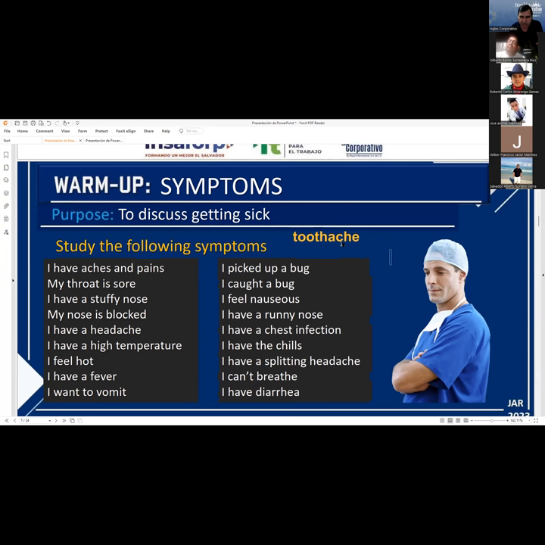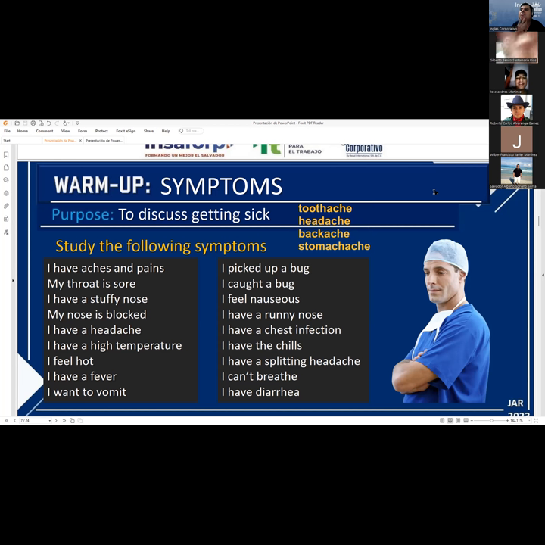Let me see. Let's make it smaller. Okay, here. Smaller for you to see others. Toothache. A headache, backache, stomachache. You have a stomachache, a backache, a headache, right? A toothache, a headache, a backache, a stomachache.